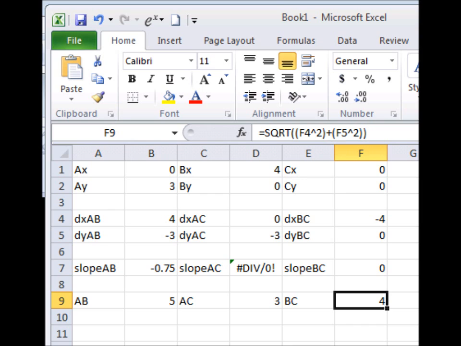You already knew this was going to happen because just looking at the coordinates, you can see the lengths of AC and BC. And if you know the Pythagorean theorem, AB has to be 5. But now you know how to do it in Excel.